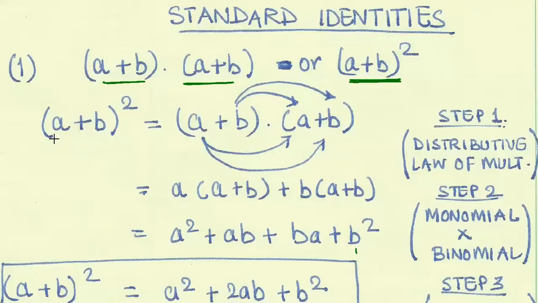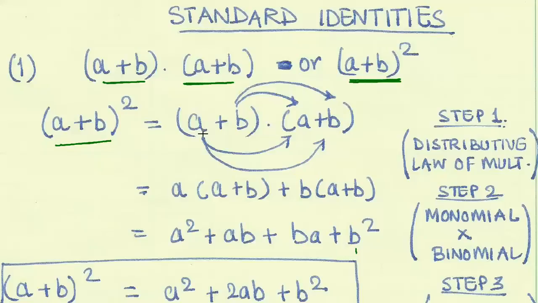So essentially, I can write (a + b) whole square as (a + b) multiplied by (a + b). And this essentially is a binomial multiplied by a binomial, right? So this is an expression that has two terms, a plus b, multiplied by itself. So we use the distributive law of multiplication, that is, this a is multiplied by a first, and then this a is multiplied by b first. Similarly, this b is multiplied by a first, and this b is multiplied by b first. Okay, so that is one way you could do.